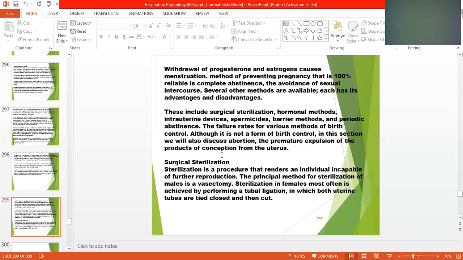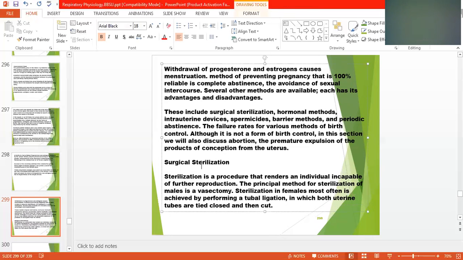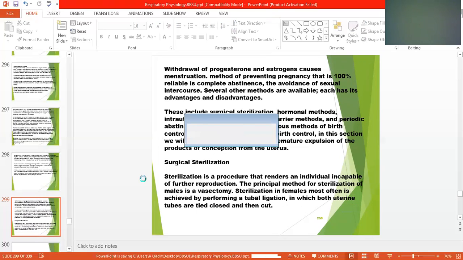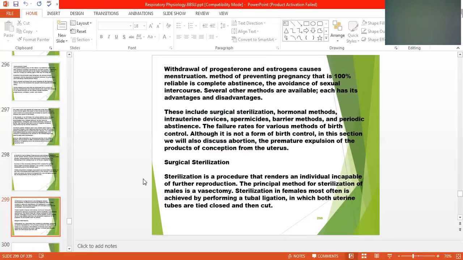Surgical sterilization. Sterilization is a procedure that renders an individual incapable of further reproduction. The principal method of sterilization of the male is a vasectomy.